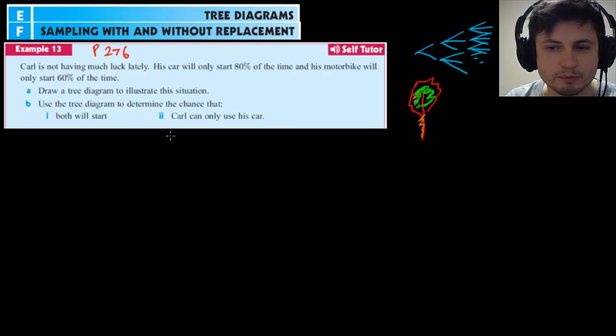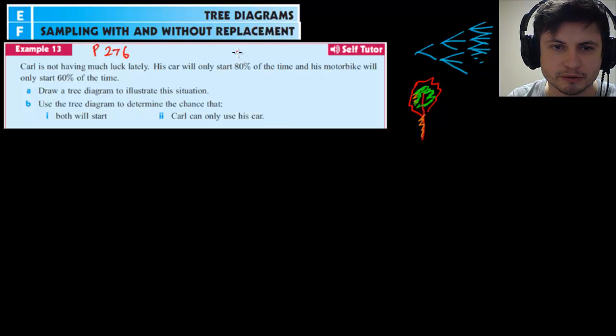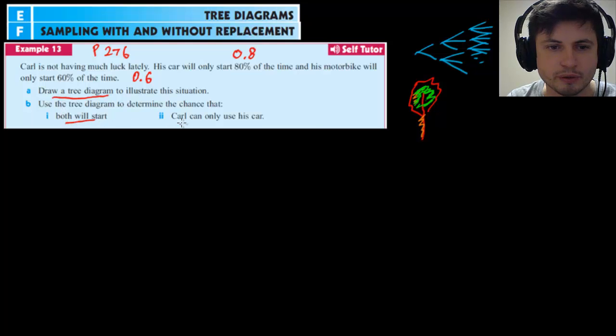What we're going to be looking at is example 13 from page 276, just to help you visualize this. So this is a question. There's a guy called Carl, and he's not really having much luck lately. His car will only start 80% of the time. So right away, you may want to rewrite this as probability. So this is 0.8. And his motorbike will only start 60% of the time, which is 0.6. And here we're asked to draw a tree diagram and also use the tree diagram to answer these two questions.